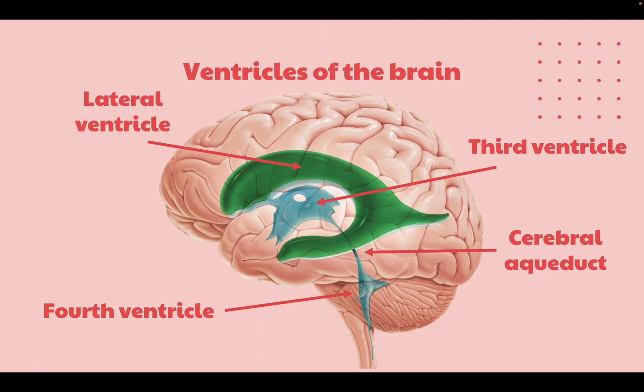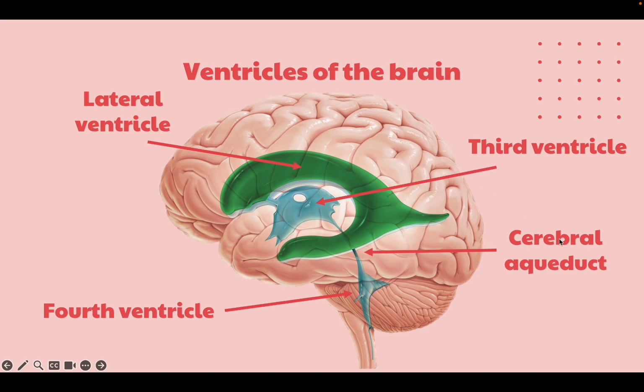Next, we have the ventricles of the brain. So the ventricles' function is to hold and produce cerebral spinal fluid. So first we have the lateral ventricle, which goes to all four lobes of the brain. We have the third ventricle, which is found between the two thalami, so the thalamus and the hypothalamus.